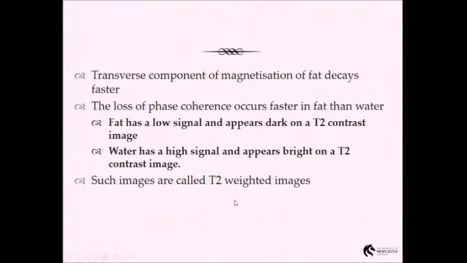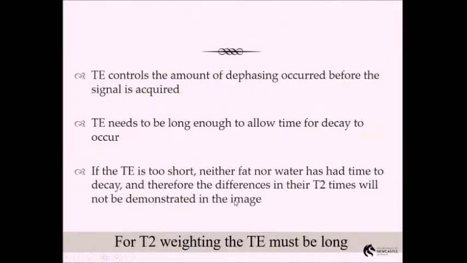And we talk about those as being T2 weighted. So the thing that is important to remember is that the TE, how long it takes to collect that echo, controls the amount of dephasing. A TE needs to be long enough for those individual spins to lose phase. If it's too short, then we won't get enough contrast between the two. And again, the important point is at the bottom of the slide. For T2 weighting, the TE must be long.